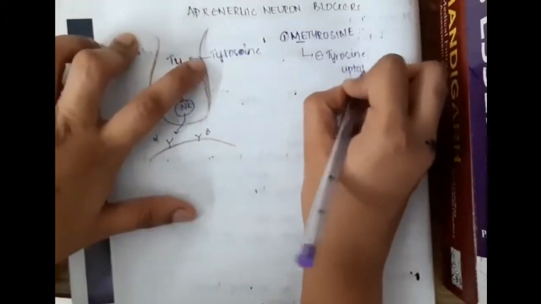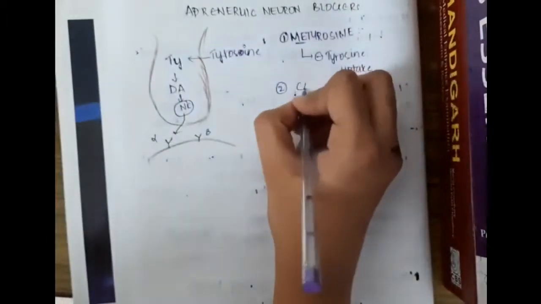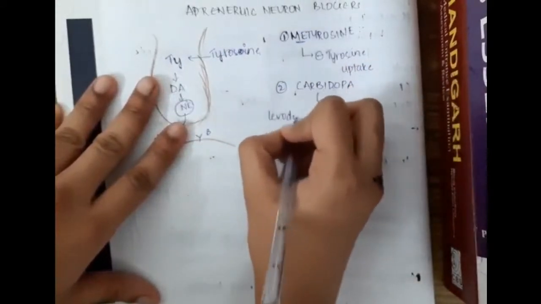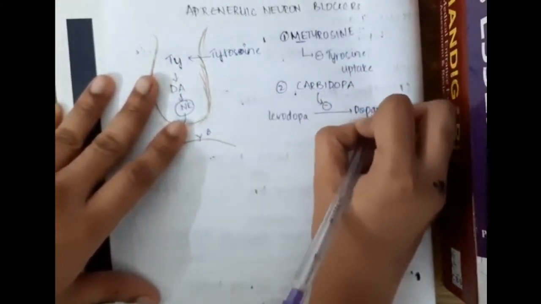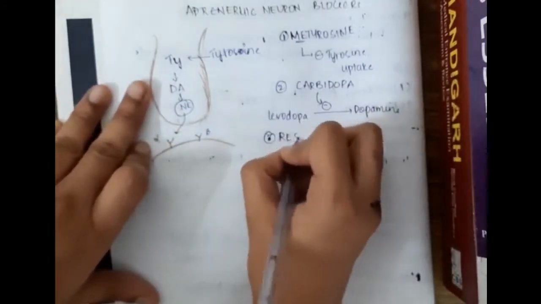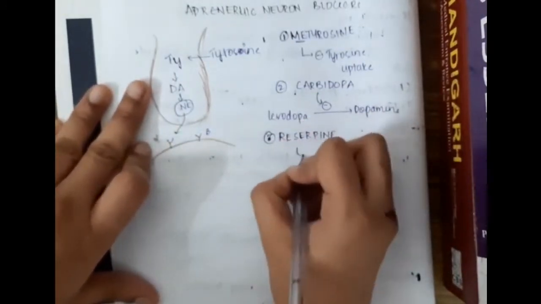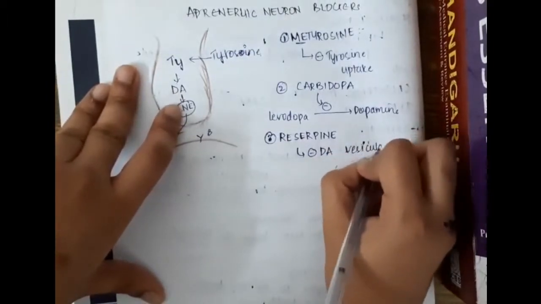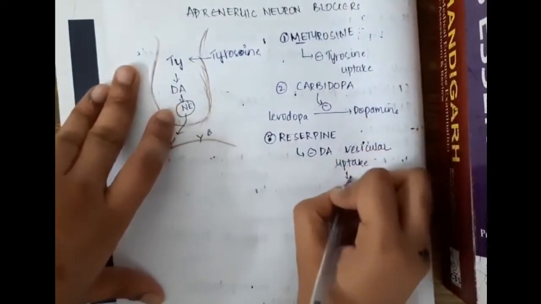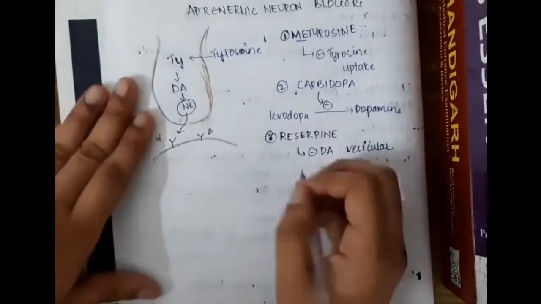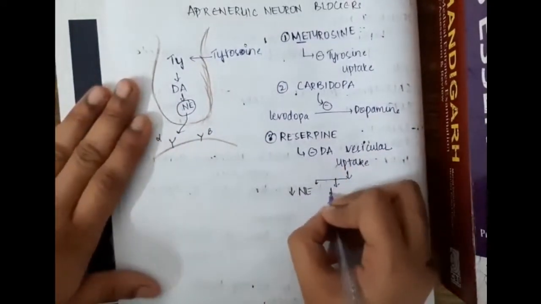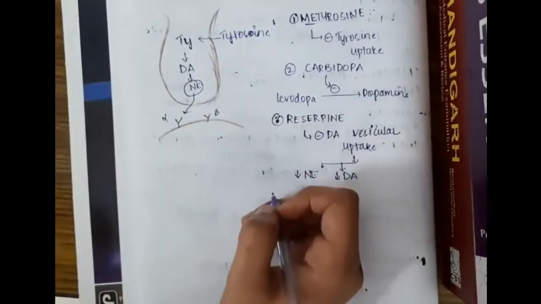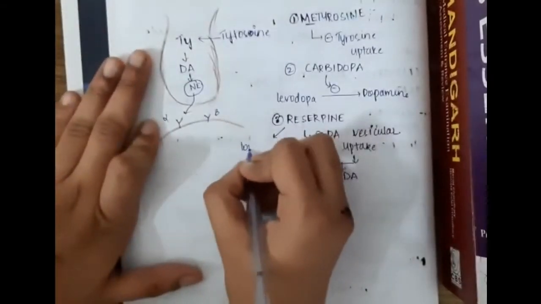Metyrosine will inhibit the tyrosine uptake. Second, the drug carbidopa will inhibit the conversion of levodopa to dopamine. Then third, the drug reserpine inhibits the dopamine vesicular uptake, and thus it decreases norepinephrine and dopamine. The vesicular dopamine uptake is inhibited by reserpine.